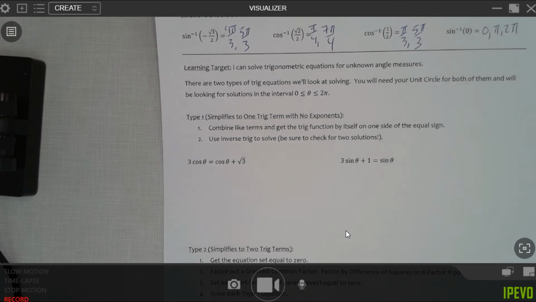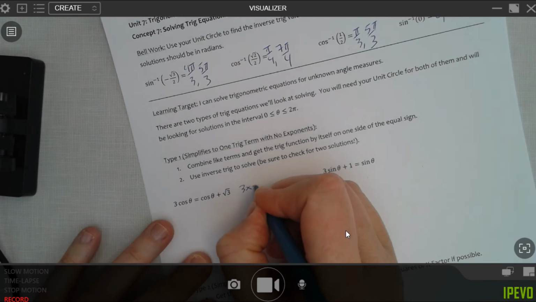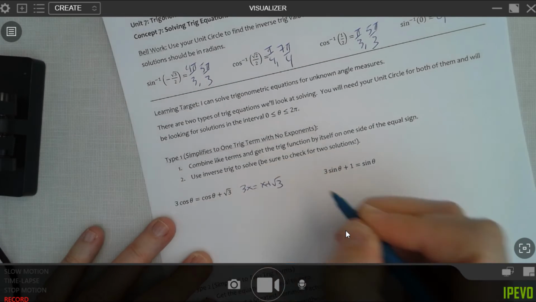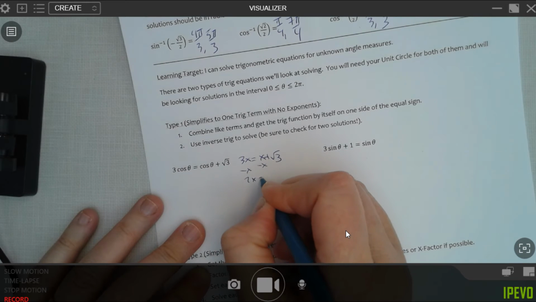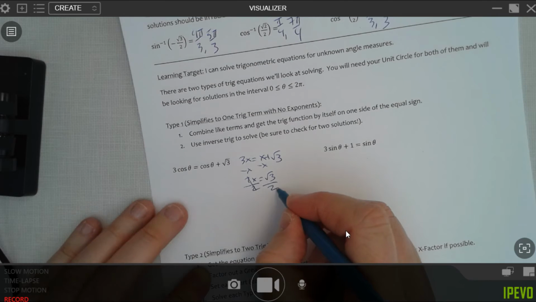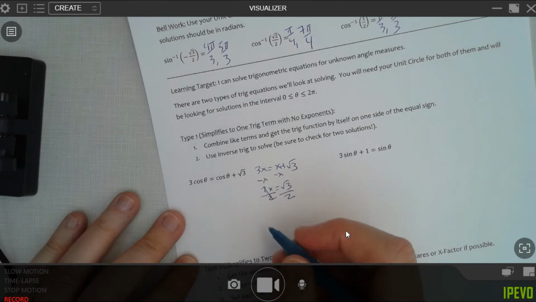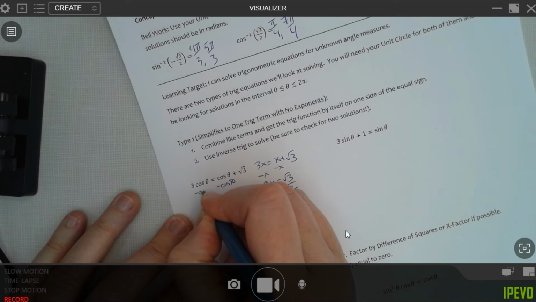Okay, so the first one here, we're treating these like x's. So you could write this as 3x equals x plus radical 3 if that makes it better. And you're minusing over your x. So you get 2x equals radical 3. Divide your 2. So x is radical 3 over 2, but x was really cosine. So you could also just do cosine of theta, and we'll get the same answer.